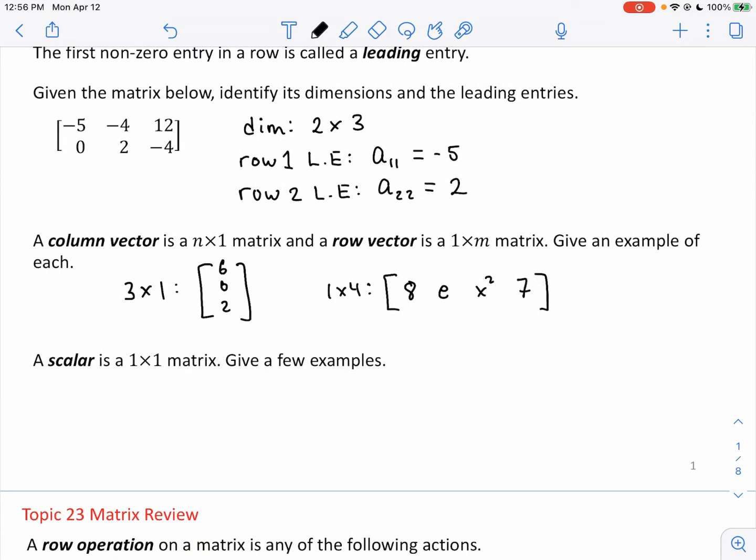Now a scalar is a 1 by 1 matrix. So 6, you don't need to put the matrix in brackets if you're referring to a scalar. You can just leave it outside of brackets. In other words, any single number we refer to as a scalar. So, several examples. Scalars can also be functions that represent numbers, an irrational number, pi, etc. These are all different examples of scalars, 1 by 1 matrices.